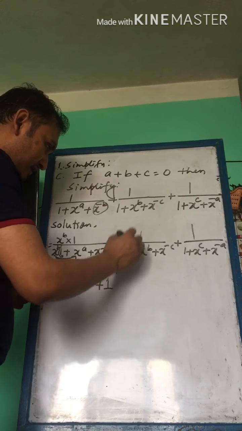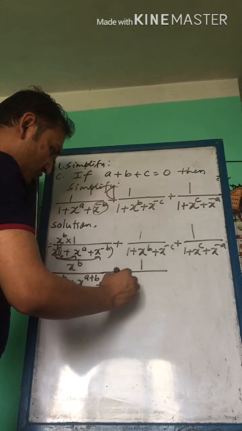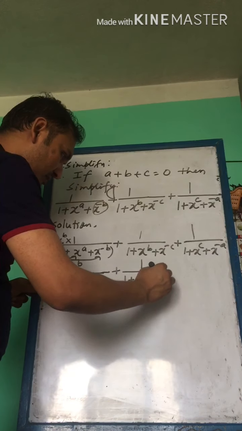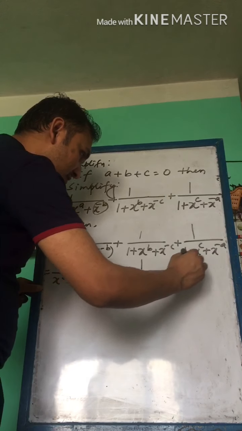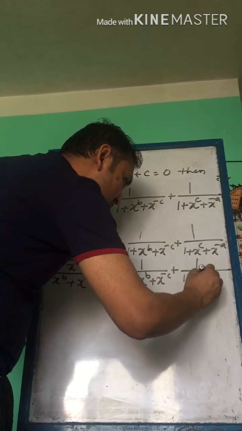Plus, let us do it. The others as they are: 1 upon 1 plus x to the power b plus x to the power minus c, plus 1 upon, here also the same, 1 plus x to the power c plus x to the power minus a. The others I have kept the same. Don't get confused. Now let us see here.